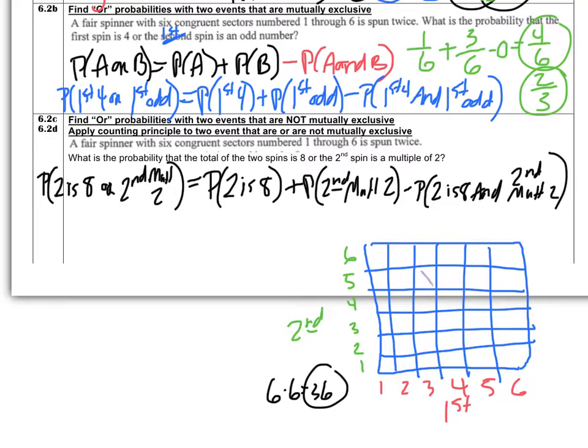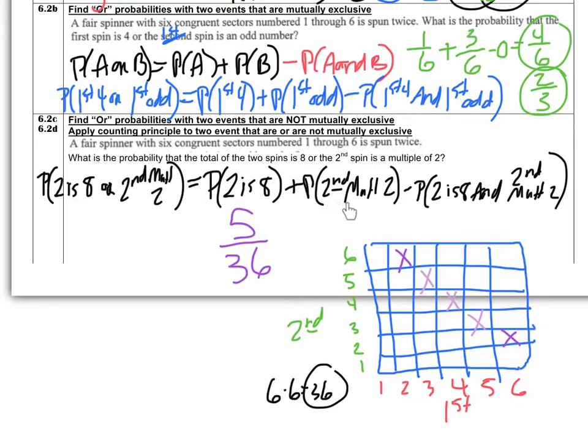We know that 3 and 5 and 5 and 3 will be 8, and so is 4 and 4. Also, 6 and 2 and 2 and 6. So that gets us 5 out of 36 that meet that requirement.